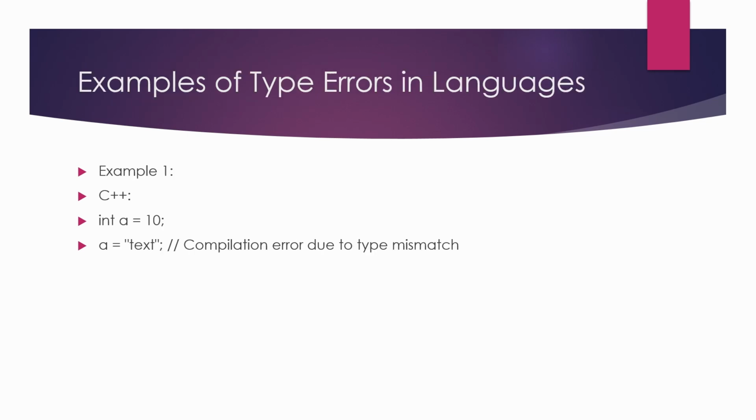Let's look at an example of type errors. In C++, if you try to assign a string value to an integer variable, the compiler will flag it as an error during the compilation process. For instance, declaring an integer and assigning it a string will result in a compilation error because the types are incompatible.